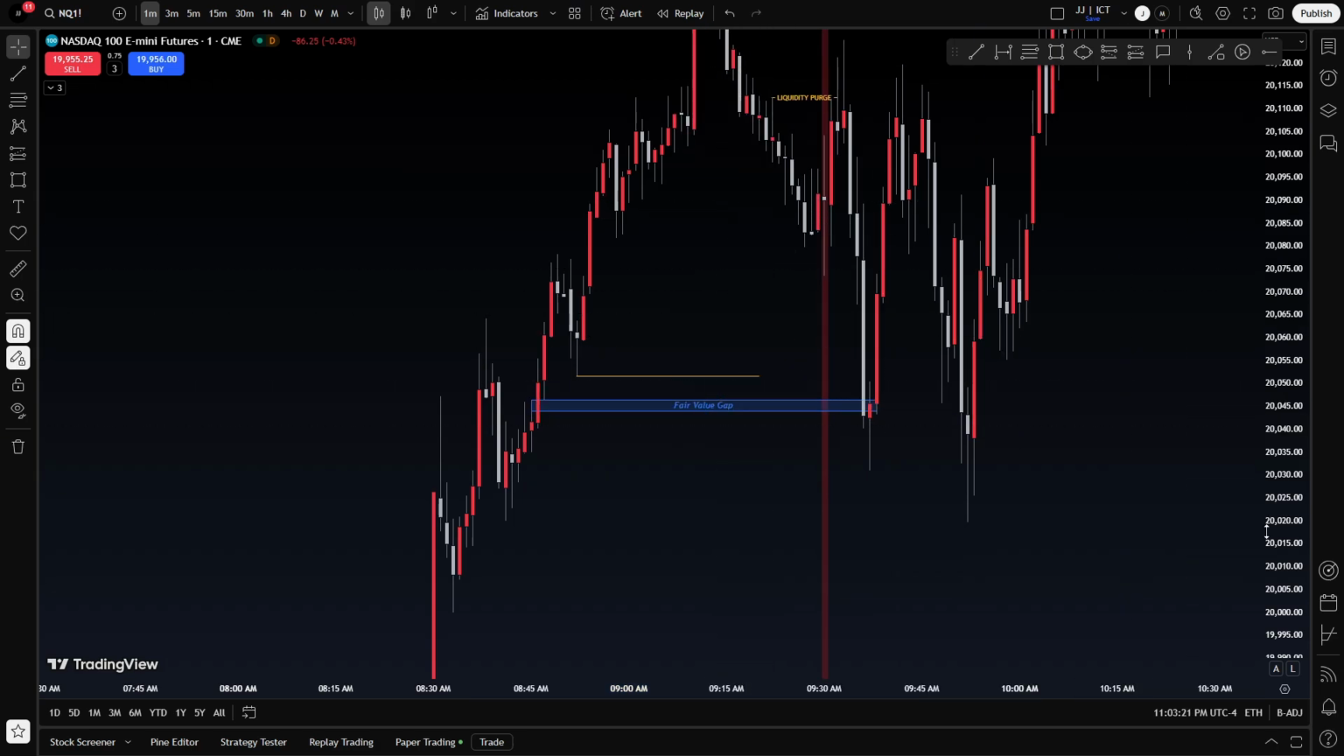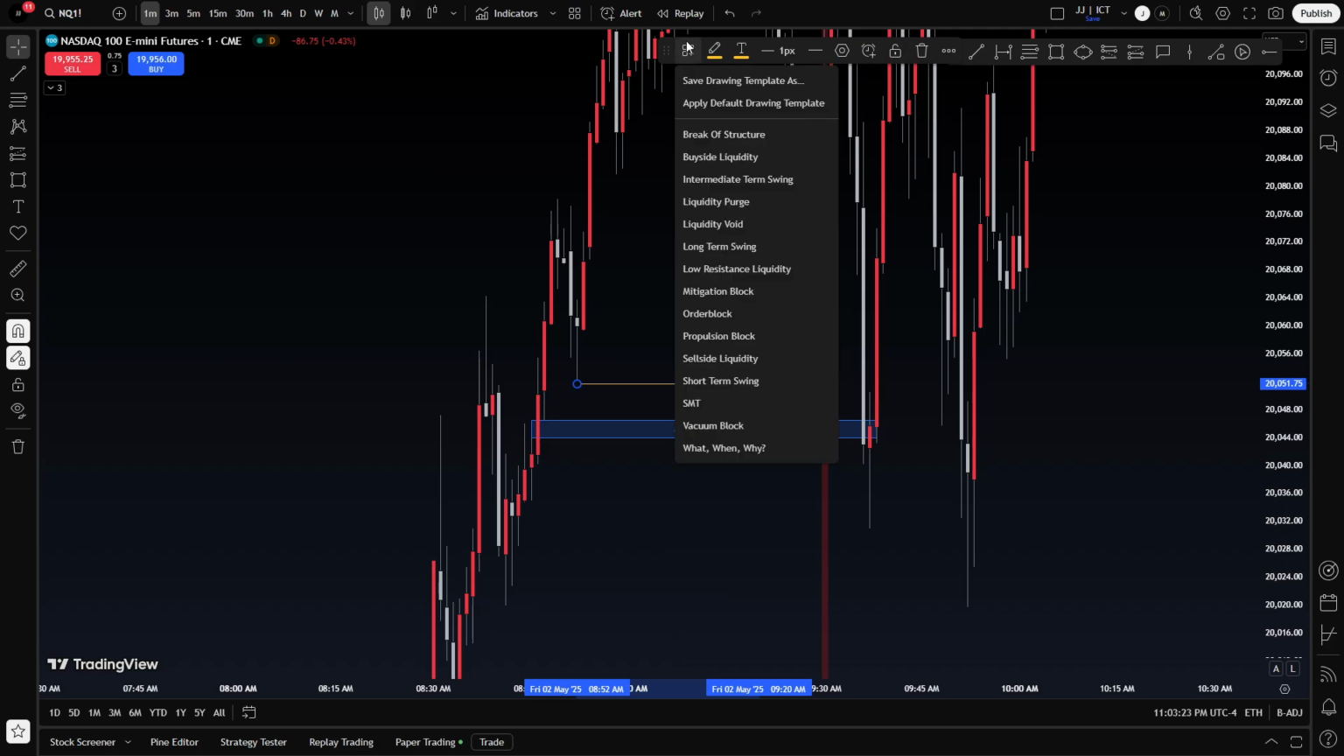Fair value gap. You might be like, if fair value gaps aren't liquidity, why did it seek it? Or why was it sought? I think, is that the word?